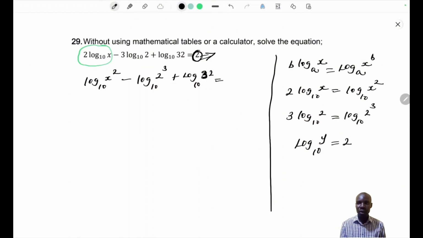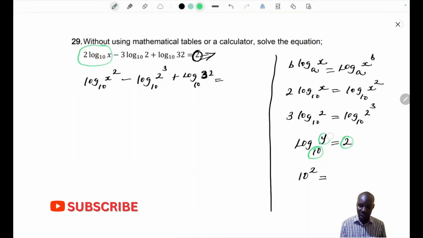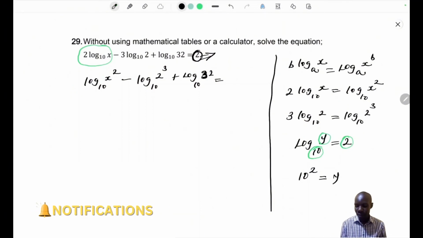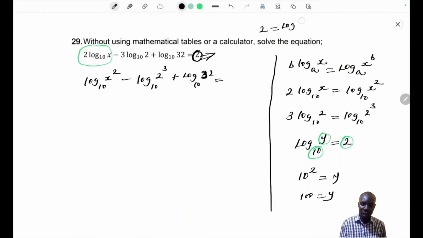If you want to get the value of y, you convert into index notation. So we'll have 10 to power this 2 should give us y. So this is 100 should be equal to y. So instead of having 2, we can have log of 100 to base 10. So this is log of 100 to base 10.